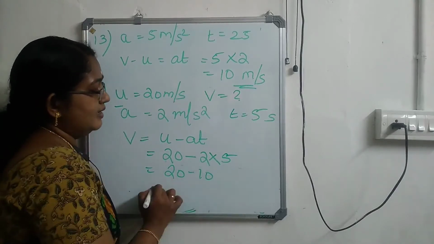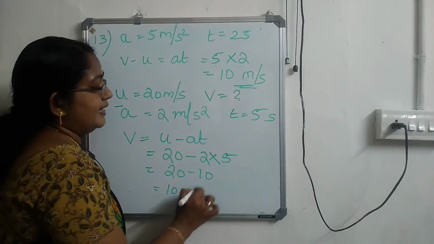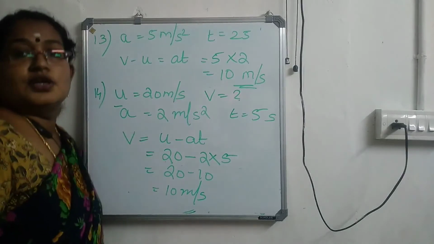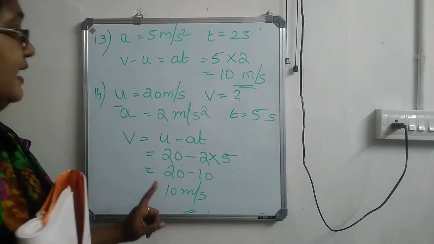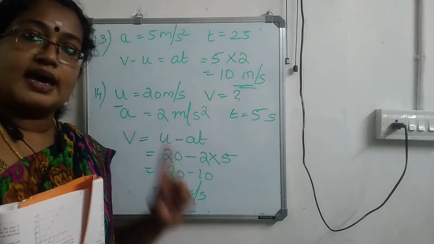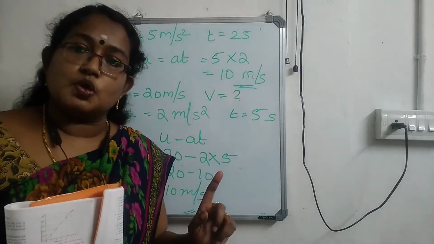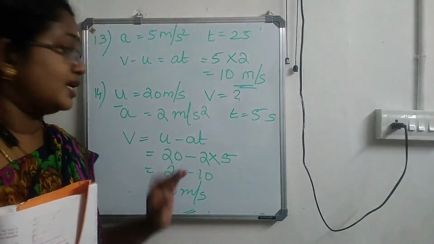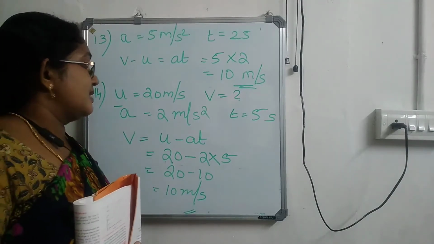20 minus 10, which is equal to 10 meter per second. So, is it clear? Once again, here it is given about retardation. So, I have used the first equation of motion dealing with retardation. V equal to U minus AT.